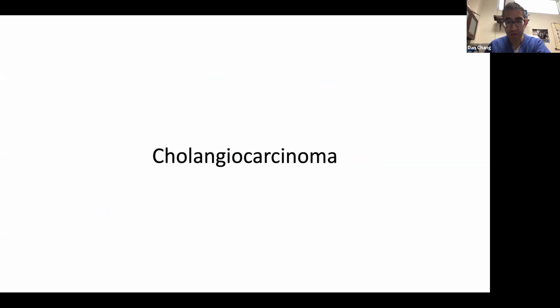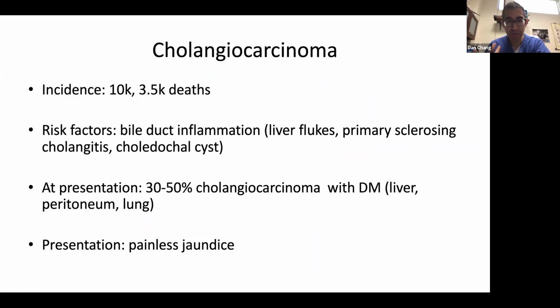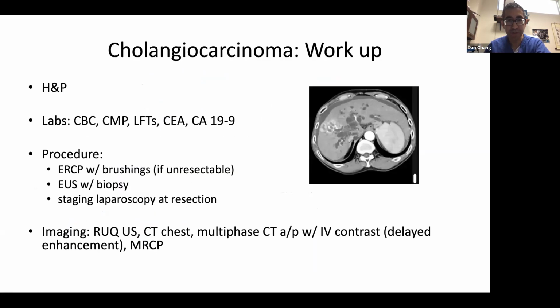Okay, cholangiocarcinoma. This is the bile duct cancers, relatively rare, but still a fairly deadly cancer. Risk factors, PSC is the most common one, primary sclerosing cholangitis, but liver flukes, which I've never seen, but that is a classic risk factor that's put out there. Oftentimes these patients will present with jaundice. These tumors do like to be aggressive either locally or with distant spread.